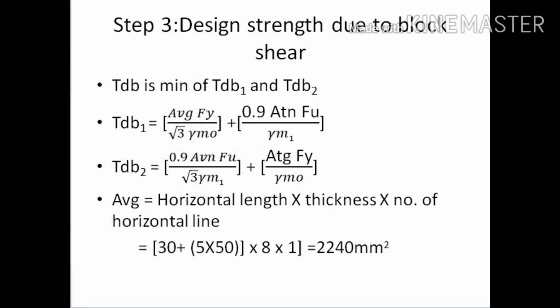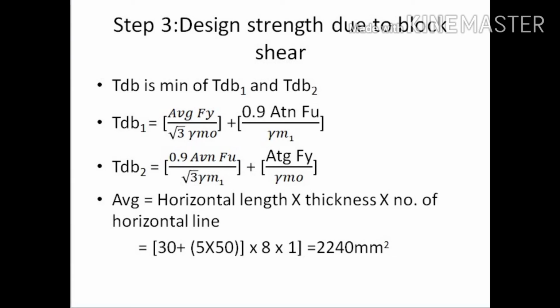There are 2 equations for Tdb1 and Tdb2. The minimum of these 2 should be adopted for Tdb. So Tdb1 is equal to Avg Fy by root 3 gamma M0 plus 0.9 Atn Fu by gamma M1, and Tdb2 is equal to 0.9 Avn Fu by root 3 gamma M1 plus Atg Fy by gamma M0.